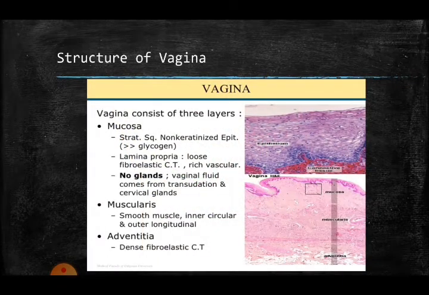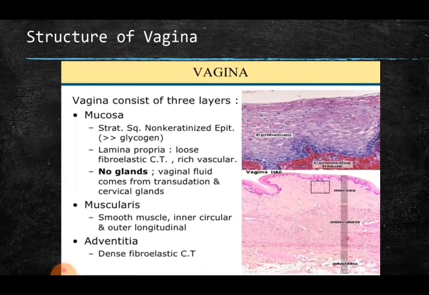Now we will look at the structure of the vagina. The vaginal wall basically has 3 layers. It has an outer covering of areolar tissue, a middle layer of smooth muscle, and an inner lining of stratified squamous epithelium that forms the ridges or rugae. Here you can see these.